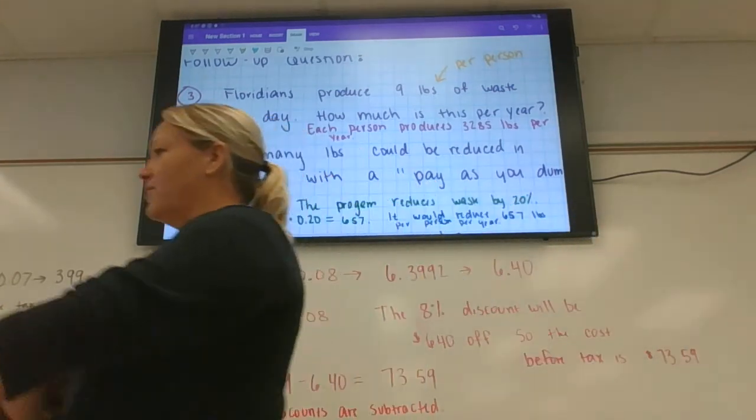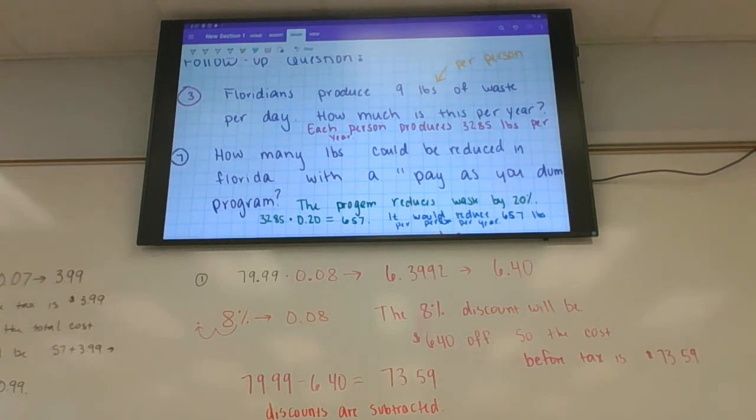Okay, I have a handout for you. This handout is on chapter 2-7, percent change problems. I'm going to give you a ratio that we're going to practice with these percent change problems.